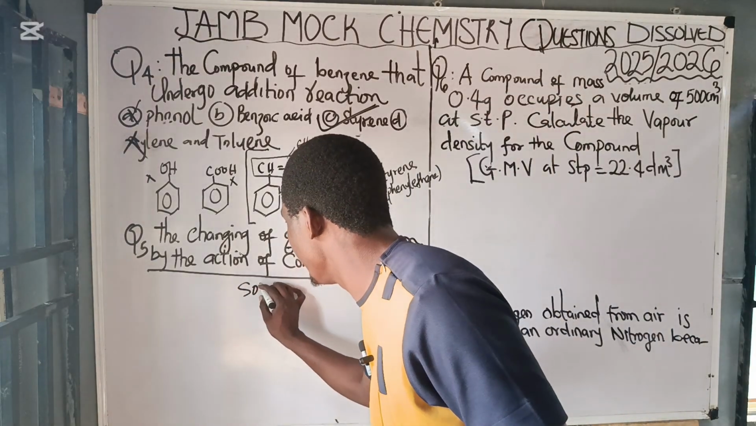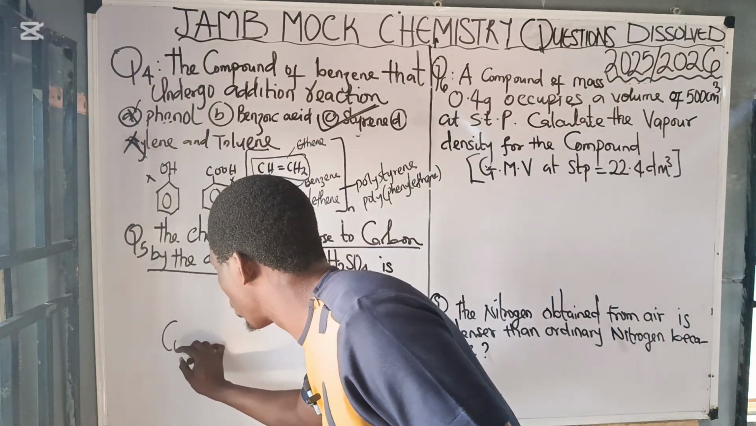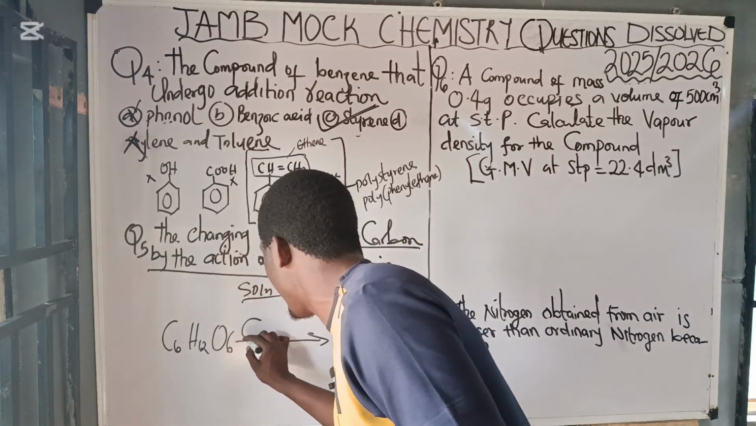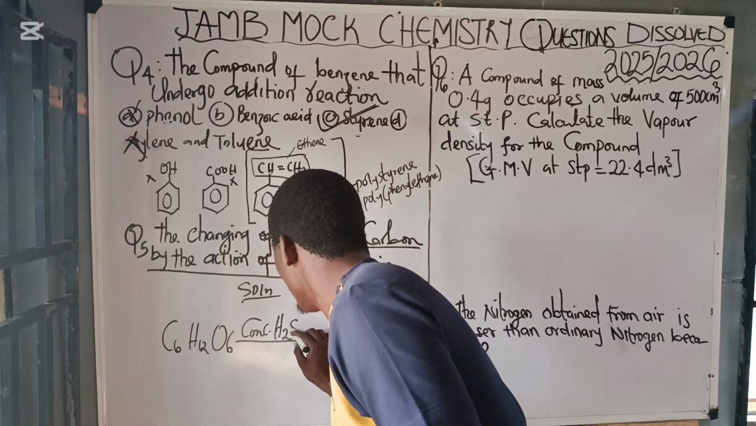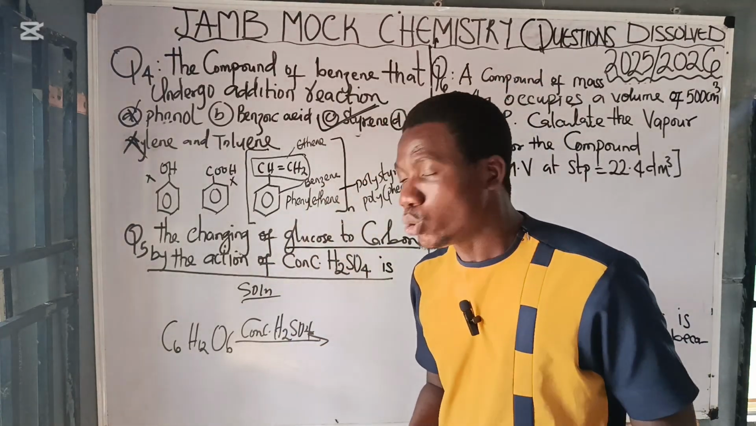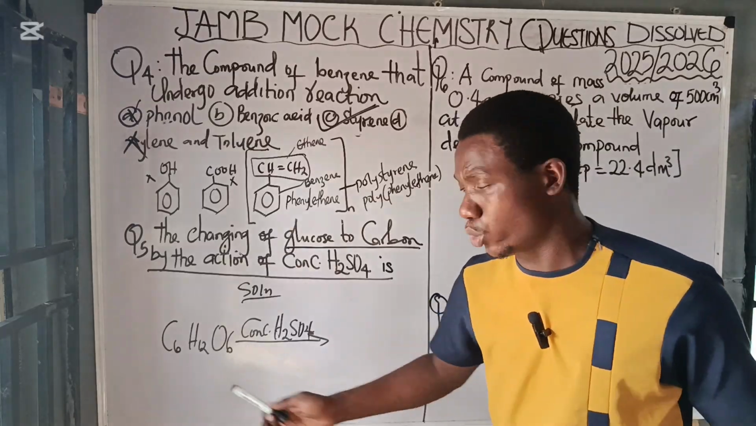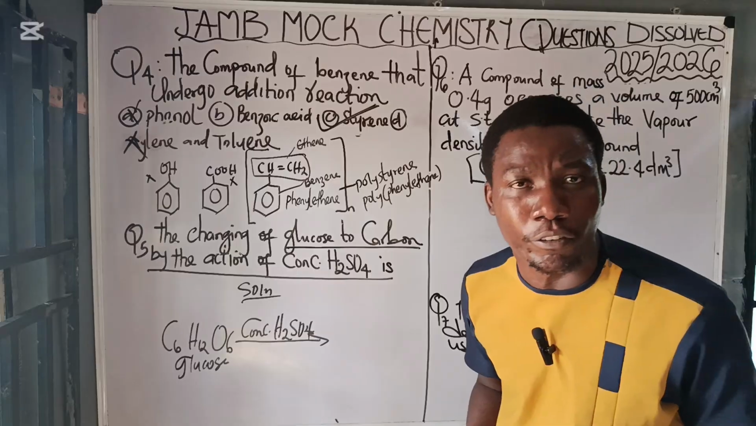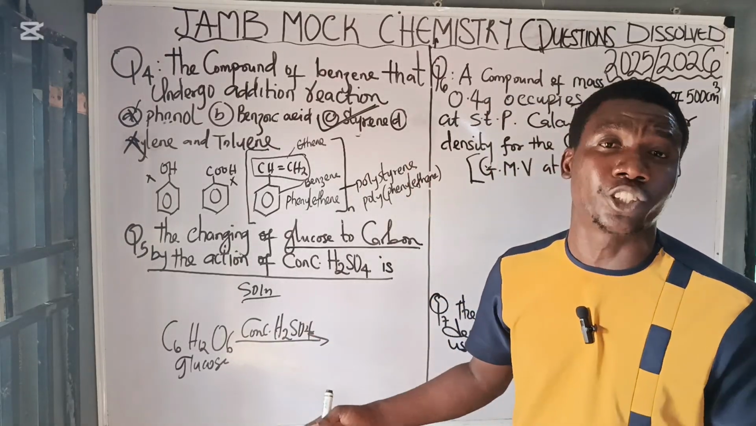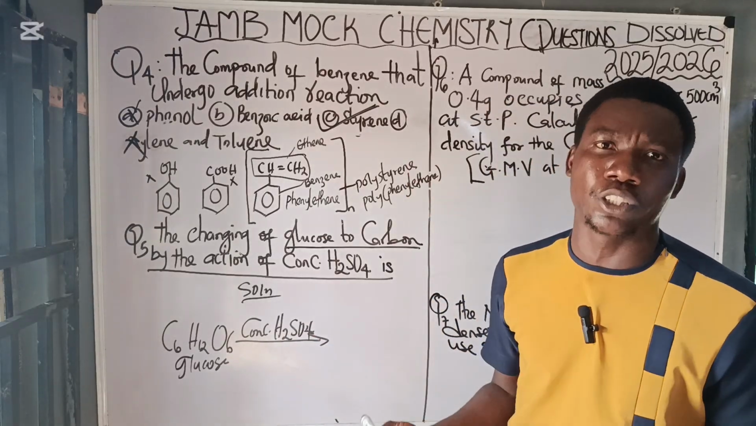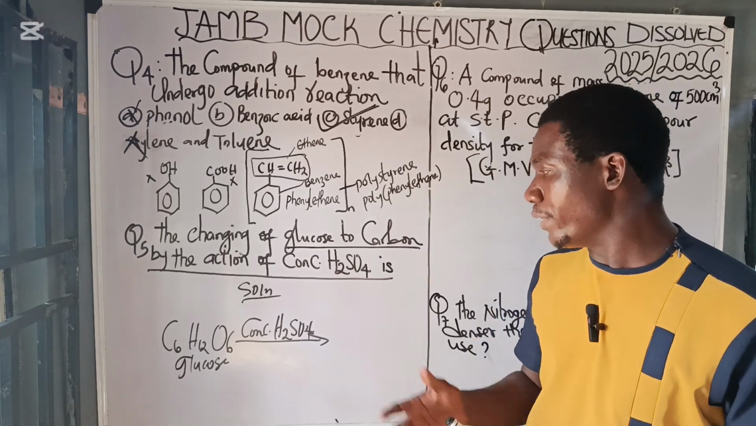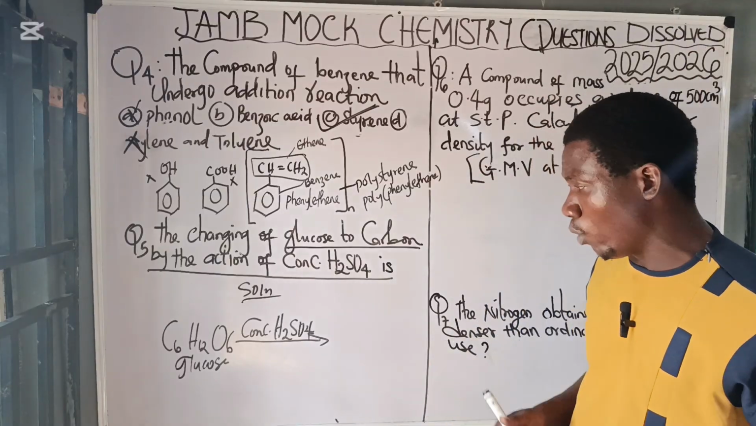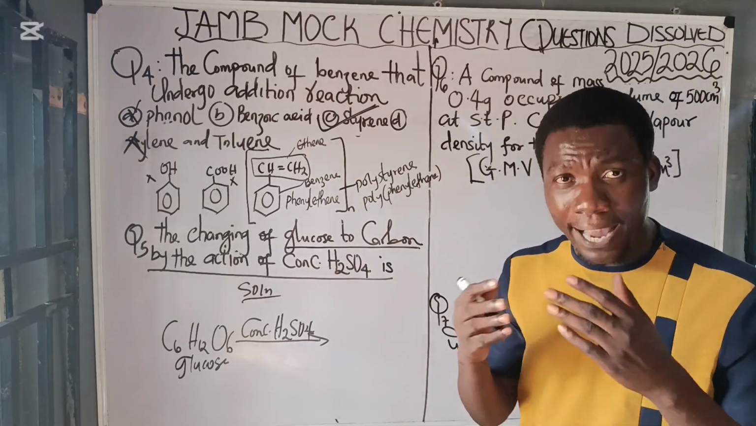If I have, listen to me carefully, if I have glucose, C6H12O6, and I add concentrated H2SO4 to it, what will be the observation? Take a look. You must know that concentrated H2SO4 is used for dehydrating carbohydrate or dehydrating glucose. What does dehydration mean? Dehydration simply means the removal of the element of water, not just water, but the element of water. And the element of water is hydrogen and oxygen.